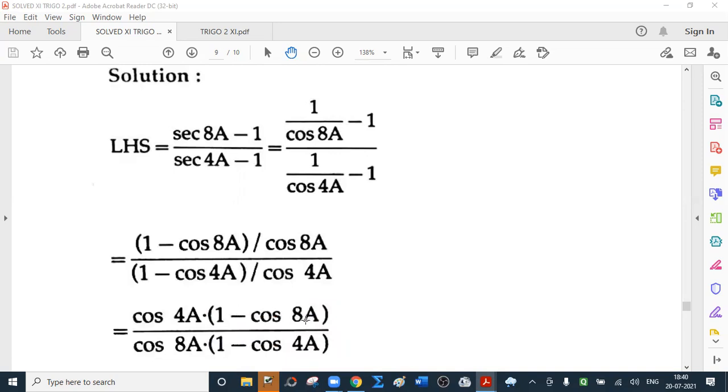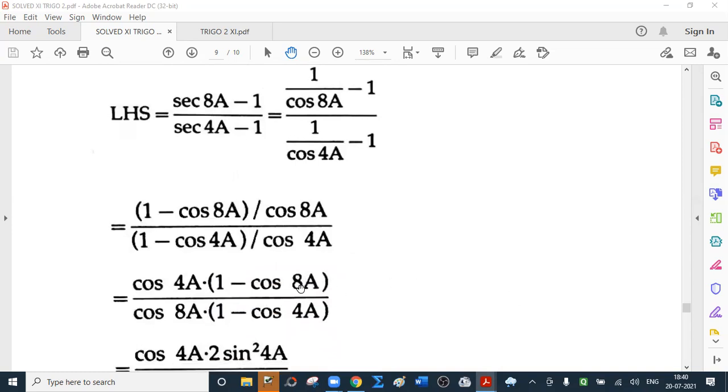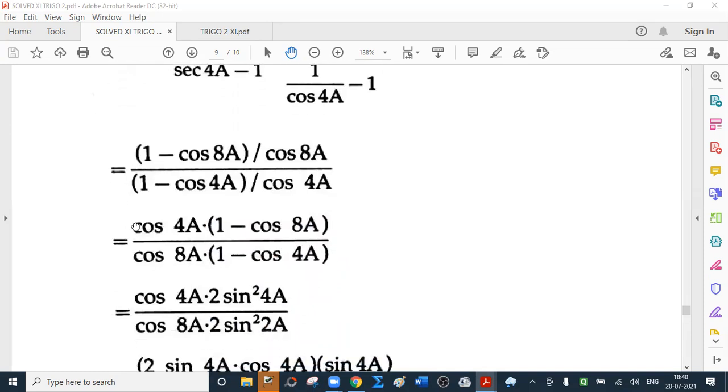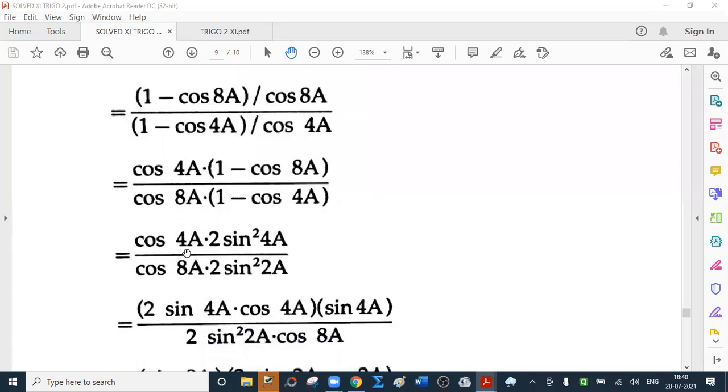1 minus cos 2 theta is 2 sin square theta. 2 theta changes to half, that is theta. So 8a will change to 4a, and in the denominator 4a will change to 2a. So this is cos 4a into 2 sin square 4a upon cos 8a into 2 sin square 2a.